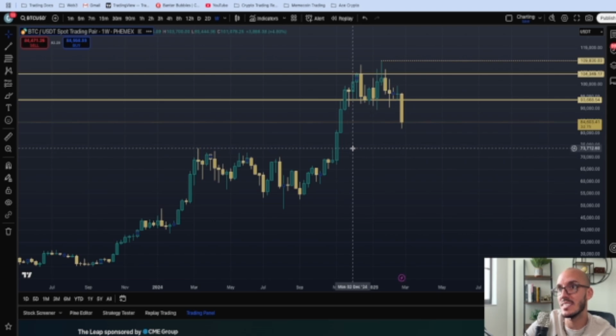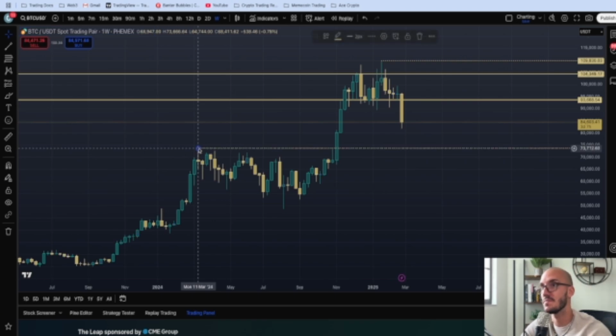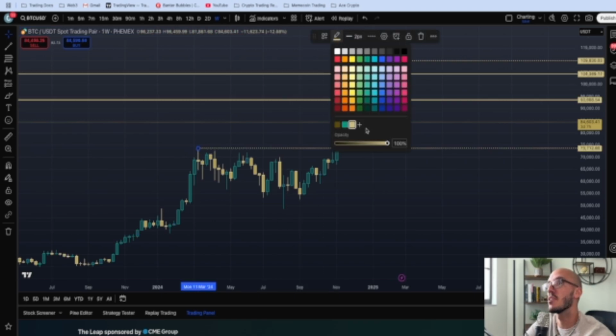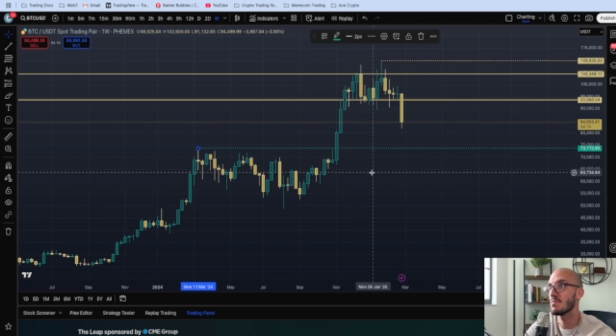However, if price continues to the downside, I would expect bounces based on this area over here. I would expect bounces to occur over here. Now I'm going to mark these as green because this is where I would expect price to bounce.